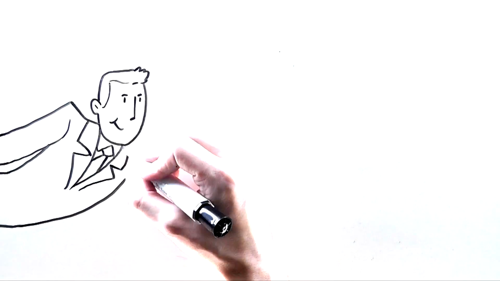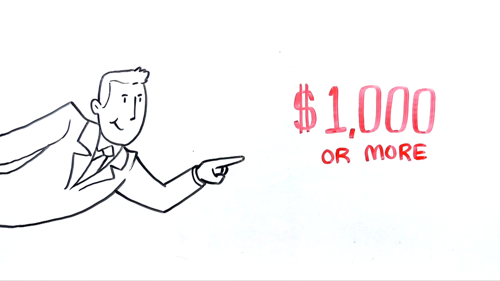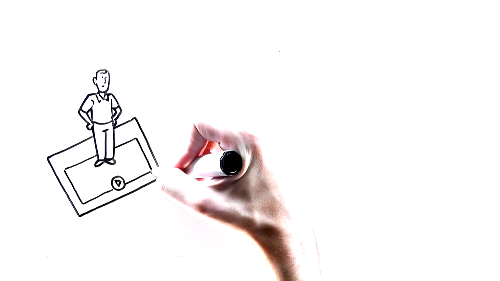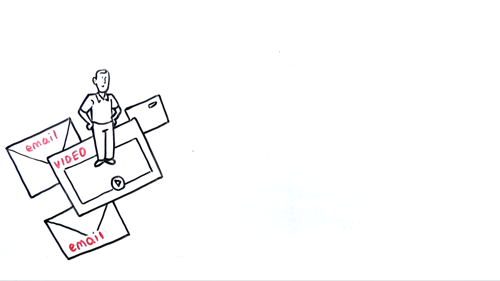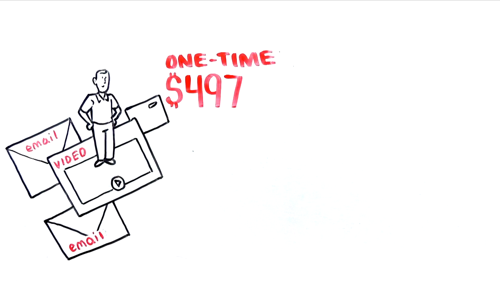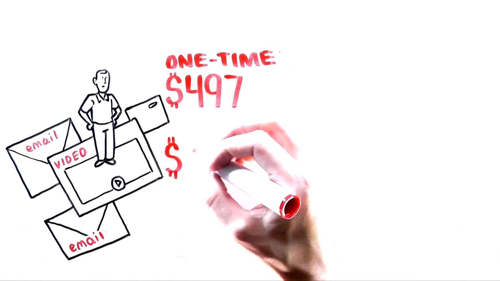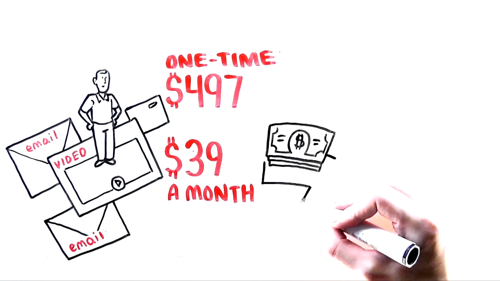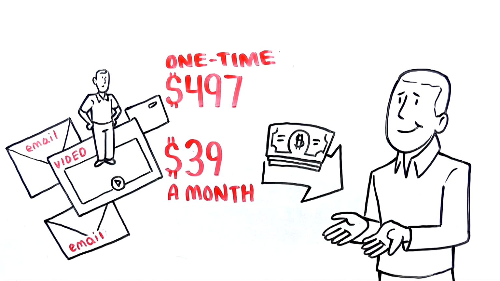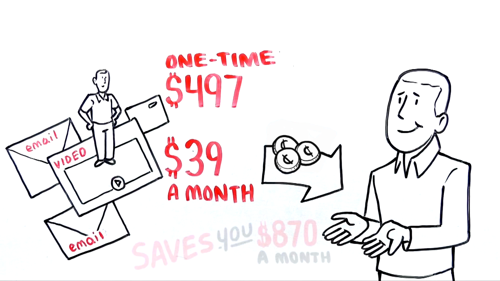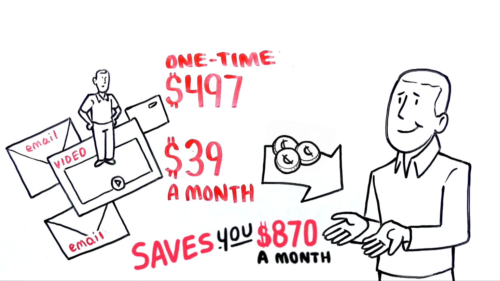Standard SEO companies will charge you $1,000 or more a month to do the same stuff. But you can do it yourself with the guiding videos and emails of the 4-Minute SEO program. It's a one-time fee of $497 and a minimal monthly membership of $39 a month, plus a small fee to the individual SEO provider, which averages out to be less than $48 a month. This is still an amazing deal, considering it saves you $870 a month compared to hiring an SEO company.